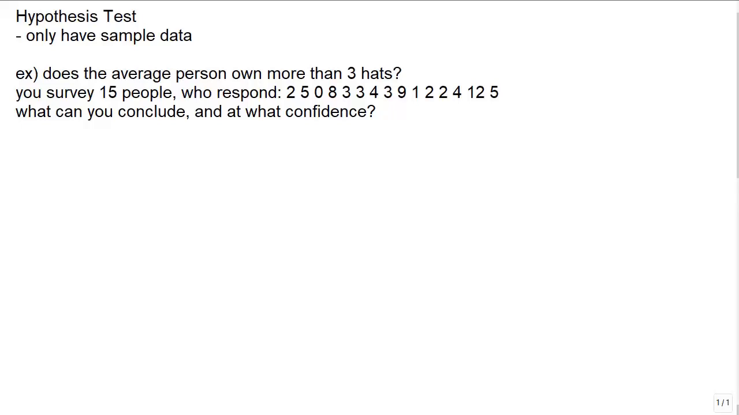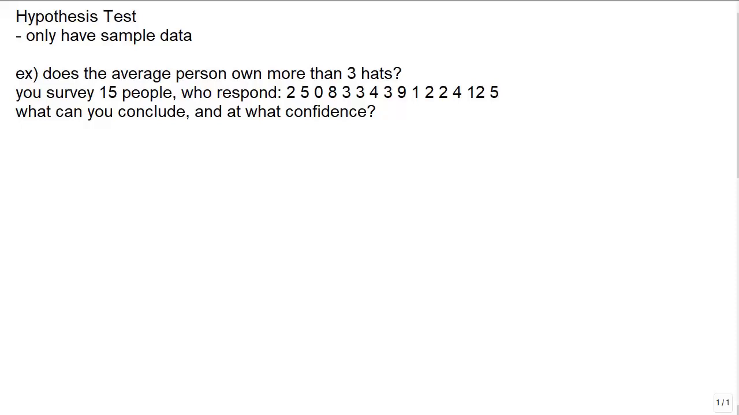Right now we're going to look at a hypothesis testing question. This one's going to give us a little more work because in this case we will only be given sample data, meaning the raw data. So let's take a look. Suppose the question is, does the average person own more than 3 hats? Let's say you survey 15 people who respond with these numbers right here. So what can you conclude and at what confidence?